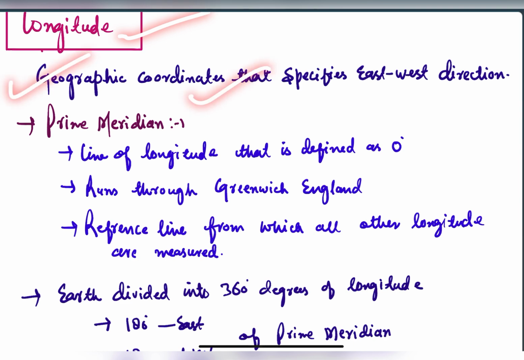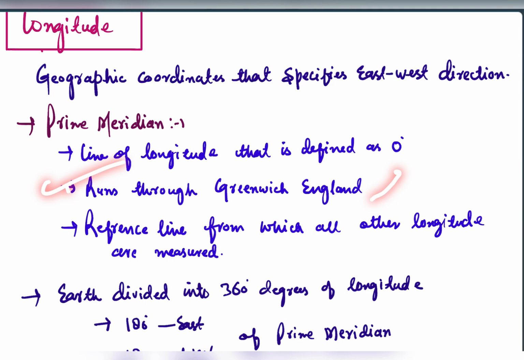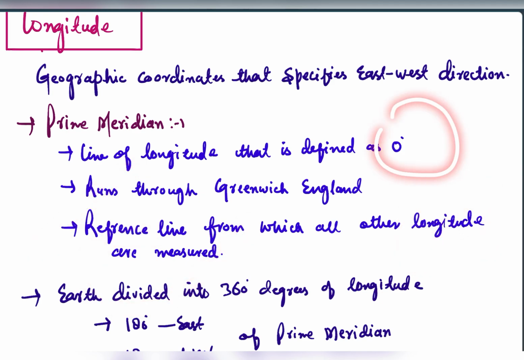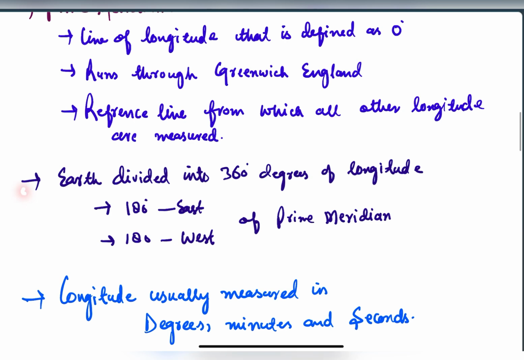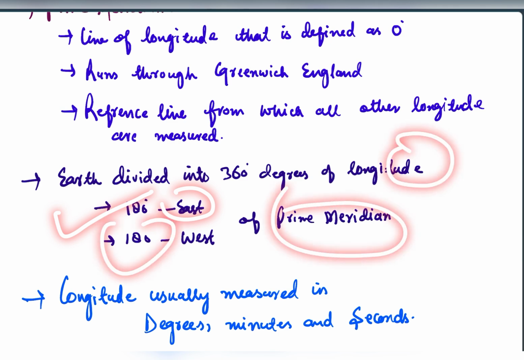Longitude: geographic coordinates that specify east-west direction. Prime meridian: the line of longitude that is defined as 0 degree. The centermost point runs through Greenwich, England. There are many more countries as well. It is the reference line from which all the longitudes are measured. Earth is divided into 360 degree of longitudes, 180 degree eastward from this prime meridian and 180 degree west from this prime meridian.